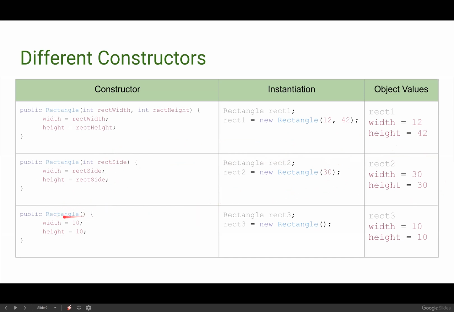And last, my third constructor, if I make a rectangle with no formal parameters, as the programmer, I'm just going to manually determine what values those should be. So if I make my rectangle3 using that constructor, rectangle3 will have a width of 10 and a height of 10. Does this process of overloading make sense? How it works, why it works, how to use it?